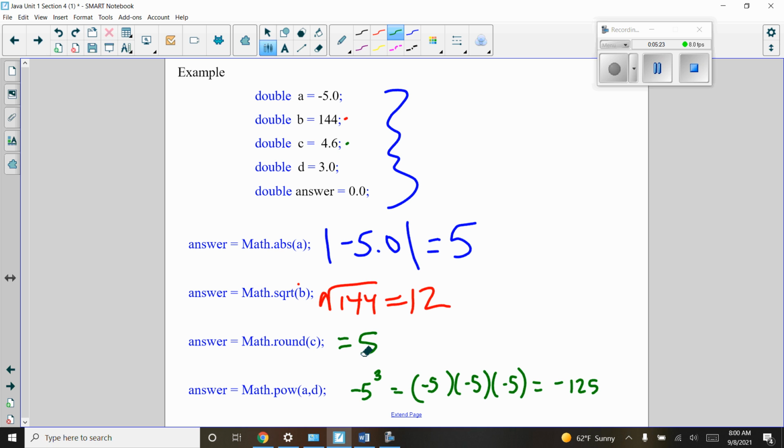Now for this last one, Math.pow(a, d). Our a was -5. Our d was 3. So if we type that in, or if we think about exponents, that's -5 times -5 times -5, which would equal -125.